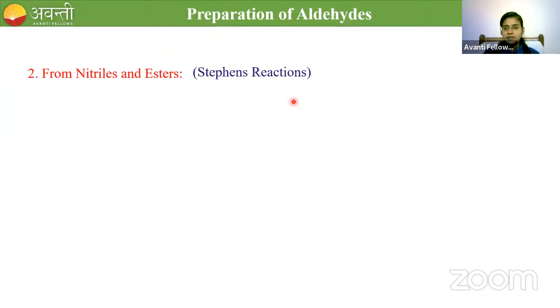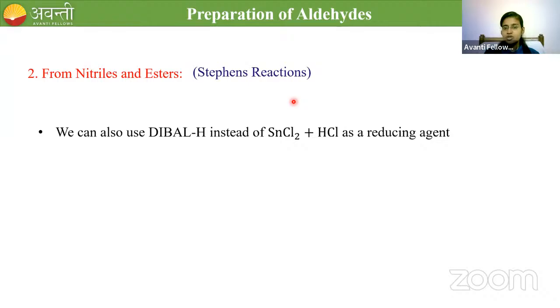Now I'll go ahead with one more reagent. We can also use DIBAL-H instead of SnCl2 and HCl as a reducing agent. What is meant by DIBAL-H? It is diisobutyl aluminium hydride. So instead of SnCl2, I'm going to use this, and it will also do the same job. CN to CHO. H is called as hydride. So this reagent will also convert CN to CHO.